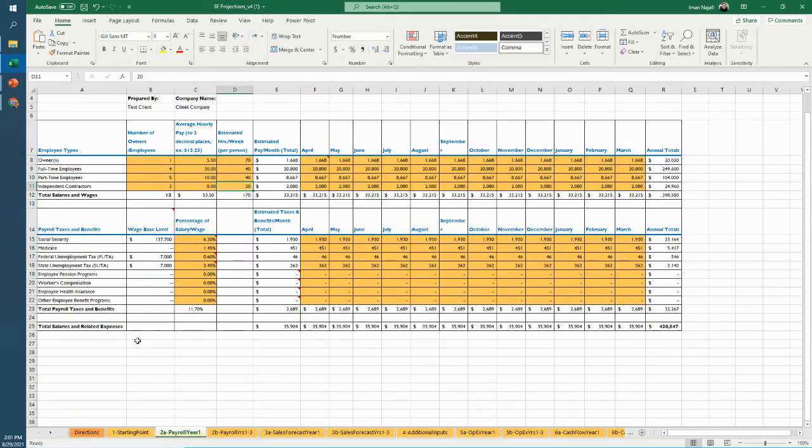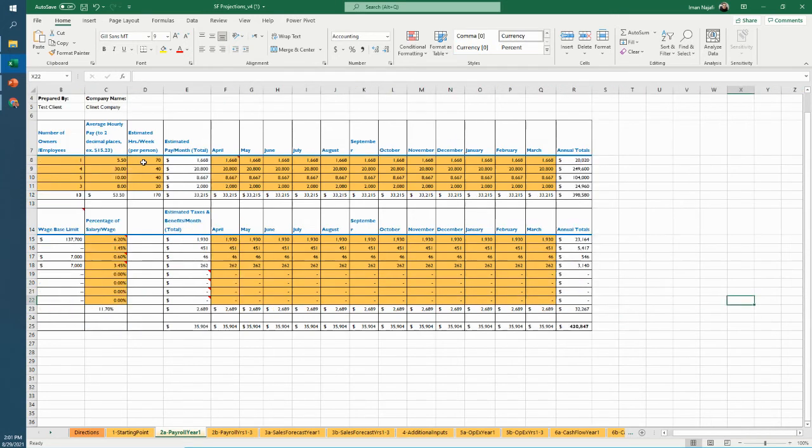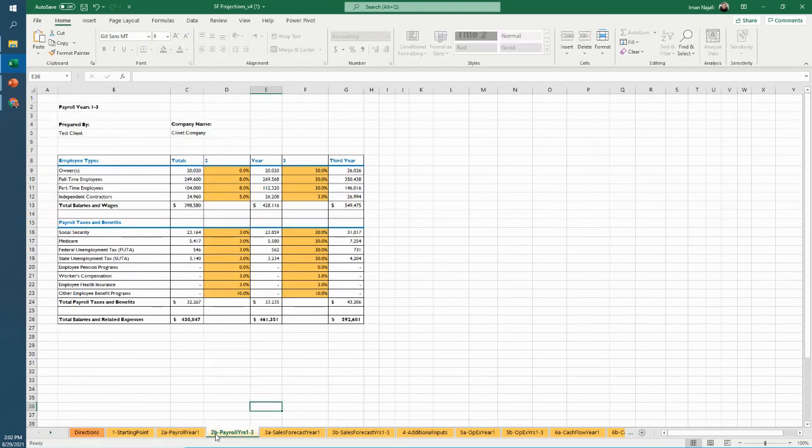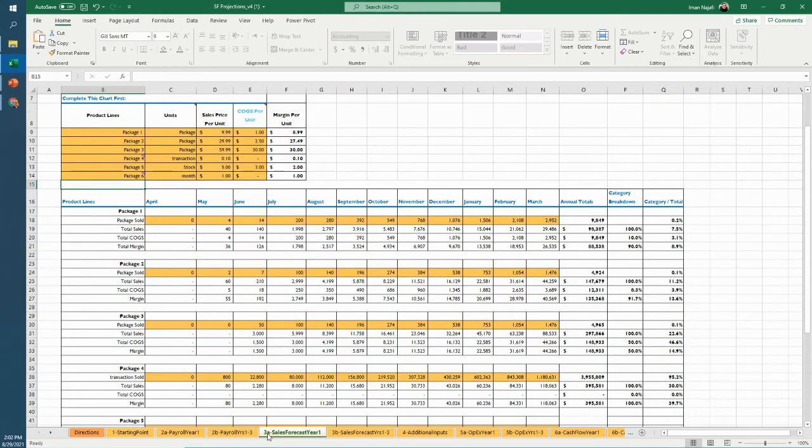The next important thing is the payroll. How many staff do you have? How many of them are part time? How many full time? How many of them are freelancers or independent contractors? Based on that, how much should you pay for Social Security, Medicare, and so on? Based on that, we will come up with a 12-month estimation of the whole amount of costs that you have in that case. Then we will extend it to years 1 to 3.